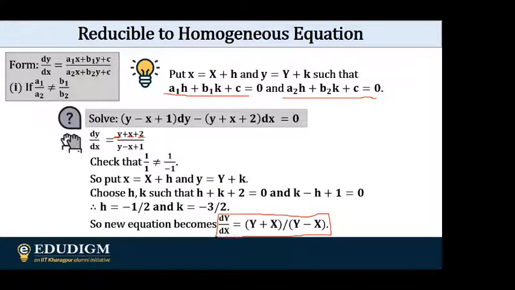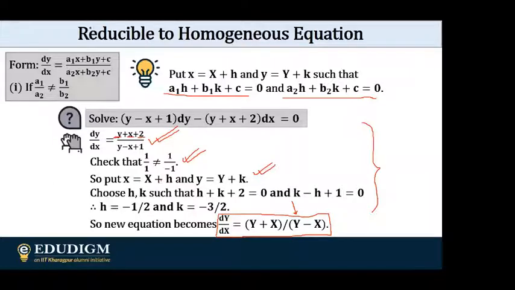Now, before we move on to solving, this is very, very simple. This is basically a homogeneous differential equation. So let's talk about this portion first. What do you check? You have the particular format here. You check whether the ratios are unequal or not. You put this substitution. This is the third step.